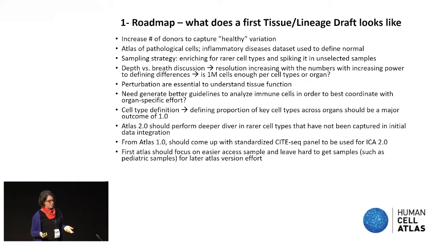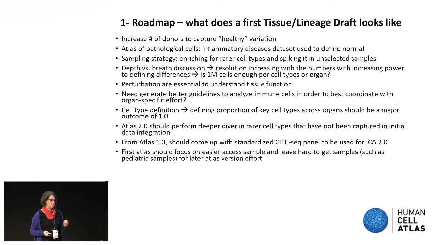Perturbation. A lot of people said perturbation is essential to understand the function of tissue, so we should definitely include this. We need to better coordinate as part of this HCA effort with the other organ-specific atlases, because all of them are capturing immune cells, and perhaps we should generate better guidelines on what the ICA would need so we can synergize. We believe that version 2.0 should perform a deeper dive into the rare cell types, and that version 1.0 can help nominate the key surface markers that could lead to developing a more uniform CITE-seq panel that all ICA members could use moving forward.